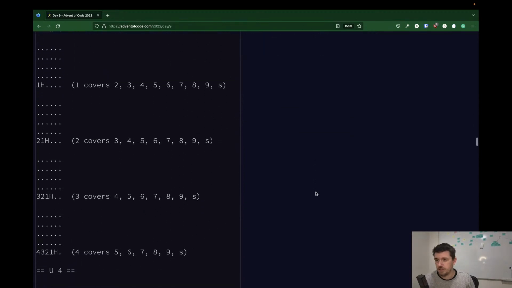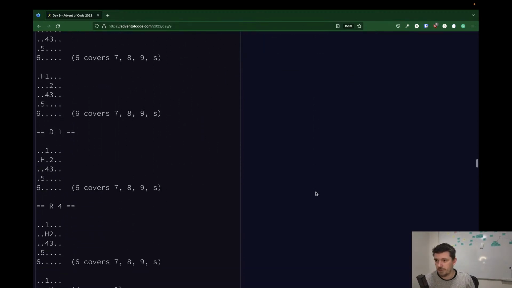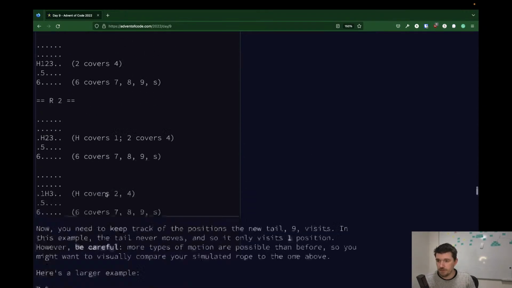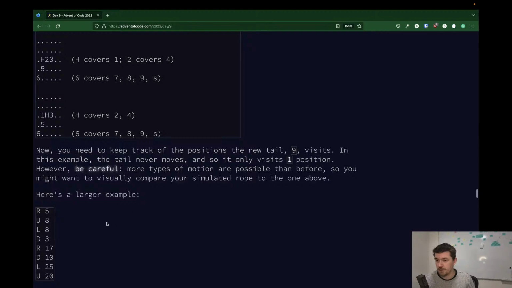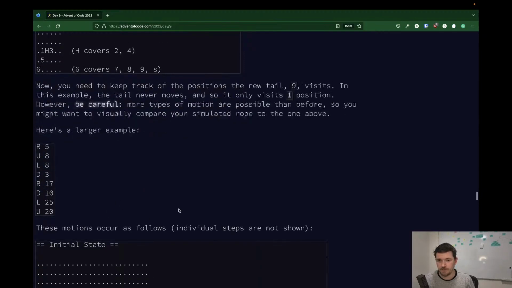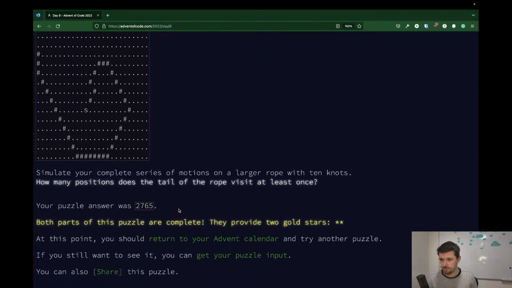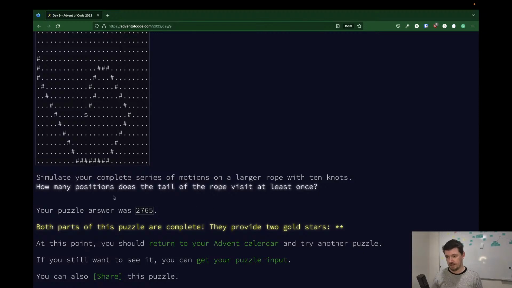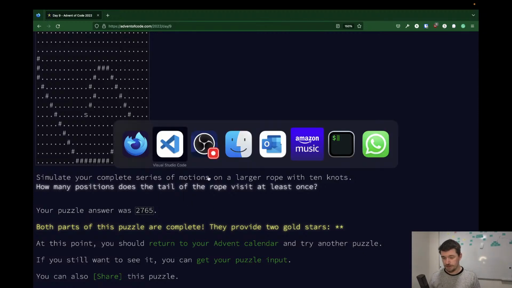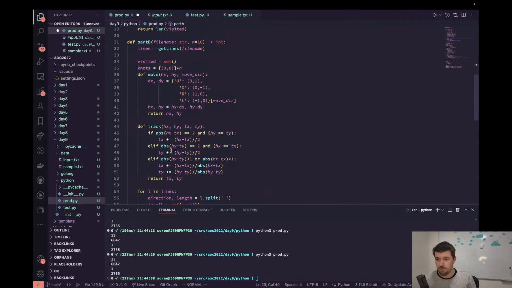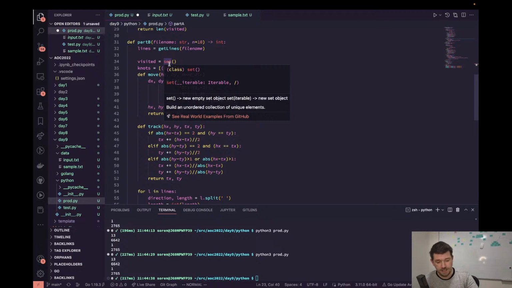And then we see this whole long thing getting dragged around, and because the grid is so small, it never even moves. So then he comes up with a larger example. I didn't try that out. Doesn't matter, because this part was actually pretty easy. It's still the tail of the rope that we care about. And so really part B ended up being a generalization of part A, right?